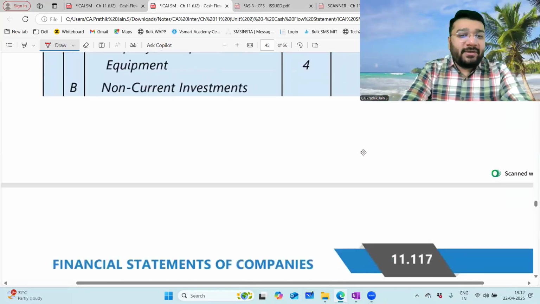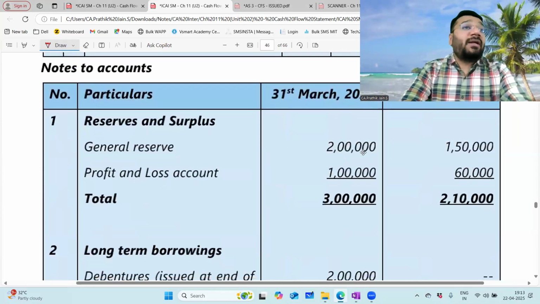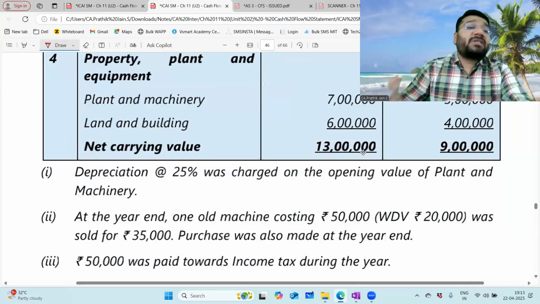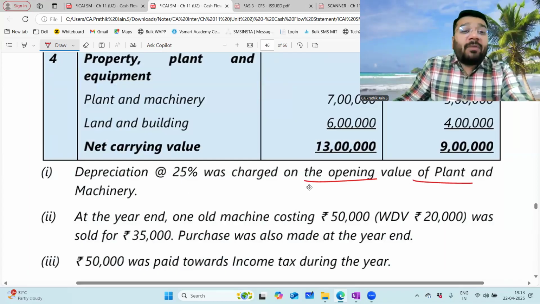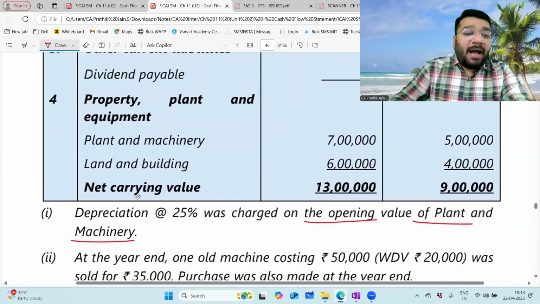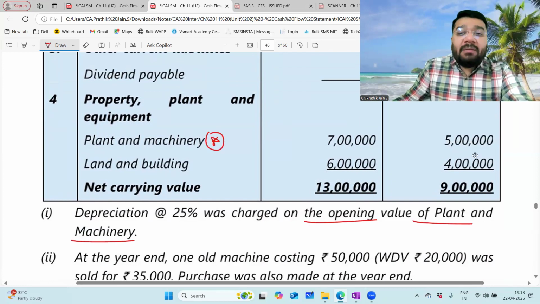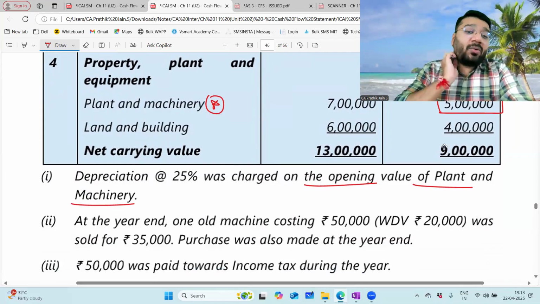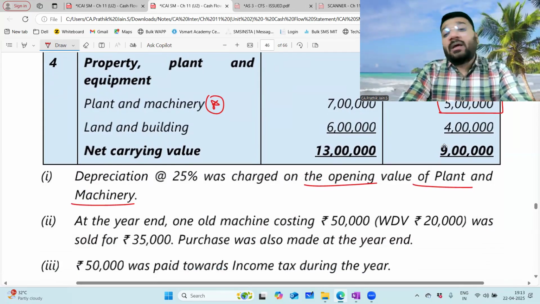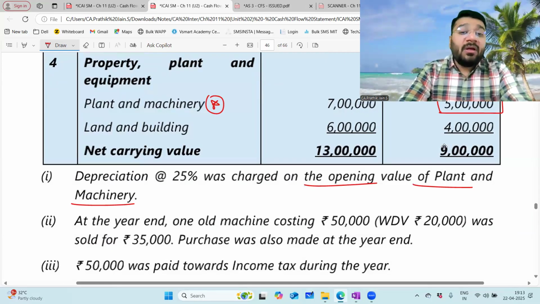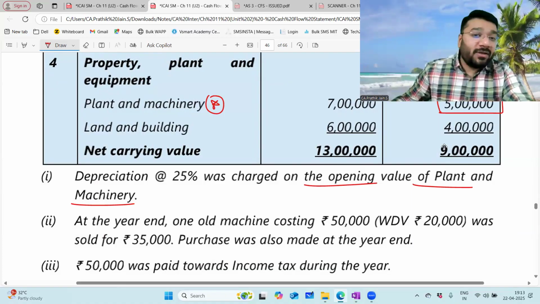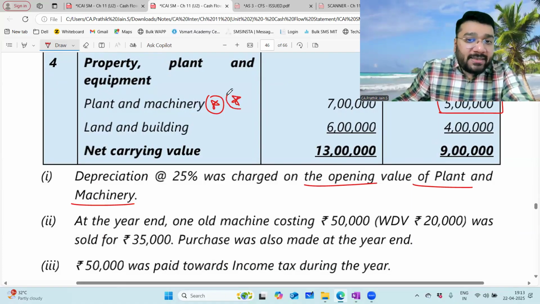Balance sheet, I'm not interested. Notes also I'm not interested, because I'm interested in the additional information first. Depreciation of 25% was charged on the opening value of the plant and machinery. So plant and machinery, I'm putting one star mark. On the opening balance of 5 lakh rupees, they have charged 25% depreciation. At the year end, one old machine costing 50,000, whose WDV was 20,000, was sold for 35,000. Purchase was also made at the year end. The question is silent on purchase at the beginning, but if the question says end, then you should follow end only. So I'm putting one more star mark for machine, for adjusting the sale of assets.